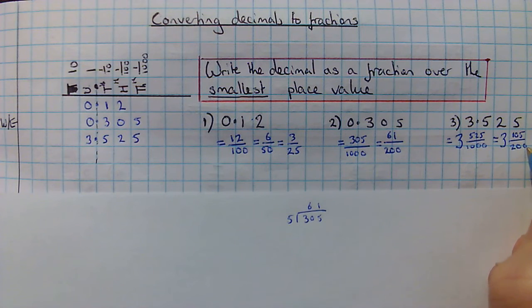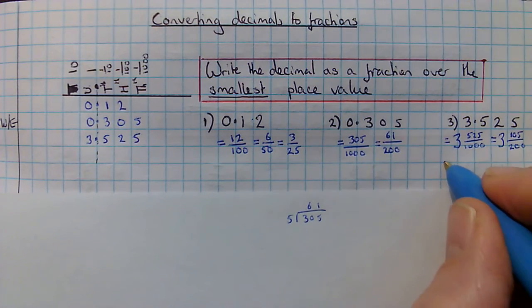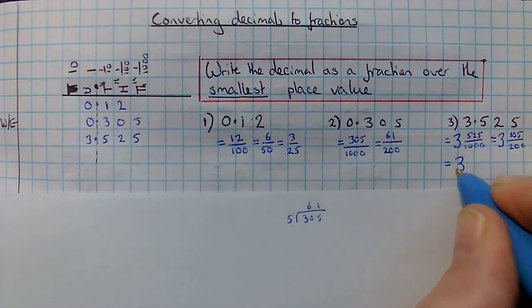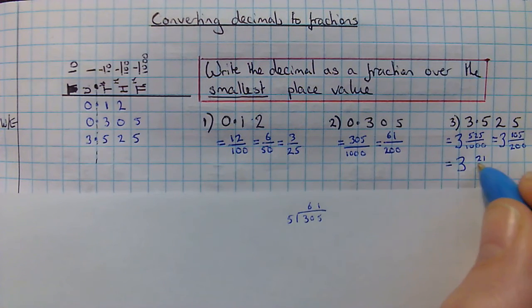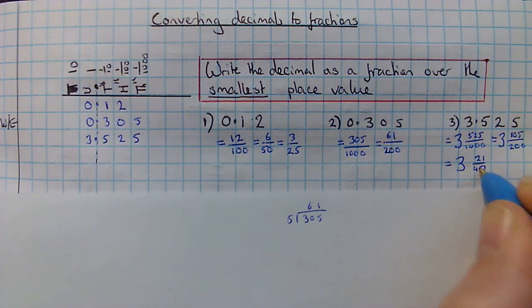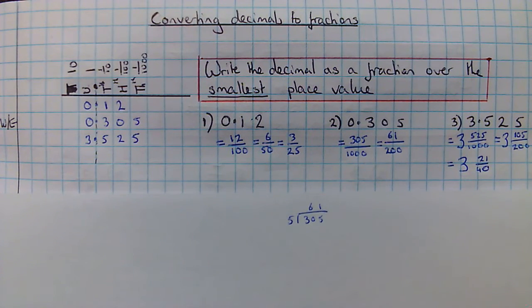I can actually simplify that further. The numerator ends in a 5, the denominator ends in a 0, so they're both divisible by 5. It's going to give me 3. 5 into 105, 5 into 10 goes twice, into 5 goes once, so it's 3 and 21 over 40. 3 and 21/40. Okay, take a moment just to write down those examples.